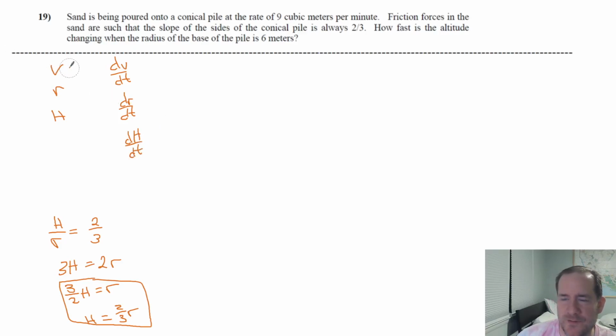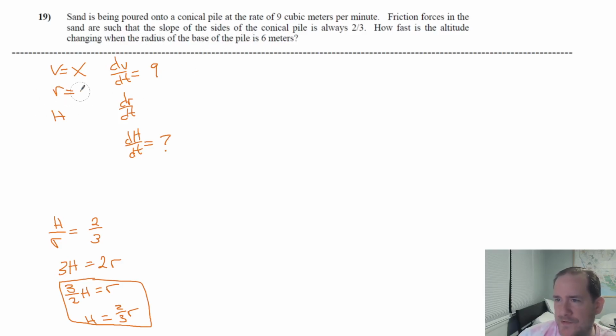And again, it's pretty safe to assume that the volume is not going to matter to us because we're going to differentiate that away. But it says sand is being poured at the rate of 9 cubic meters per minute. That sounds like the rate of change of my volume. And we're gaining that much, so it is positive 9. The 2/3 is not any of this. The 2/3 just gave us that relationship between the similar cones. It says how fast is the altitude changing? That means dh/dt is what we're solving for, when the radius of the base of the pile is 6 meters.